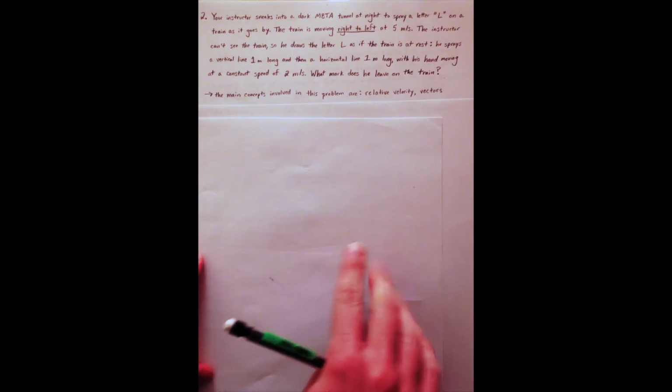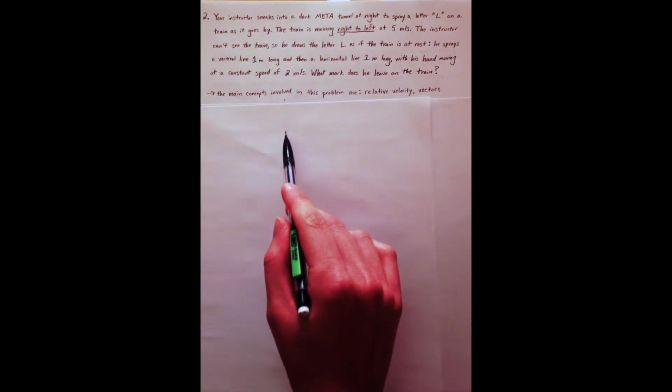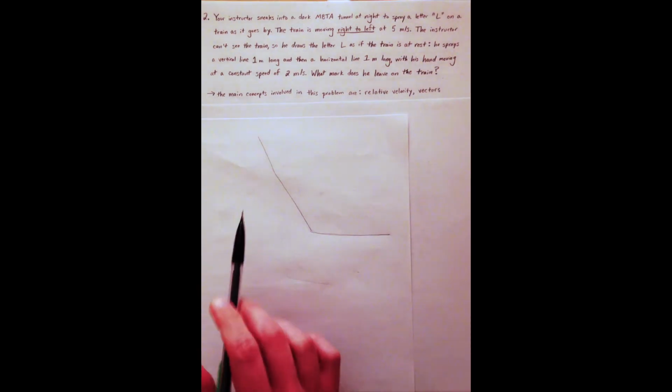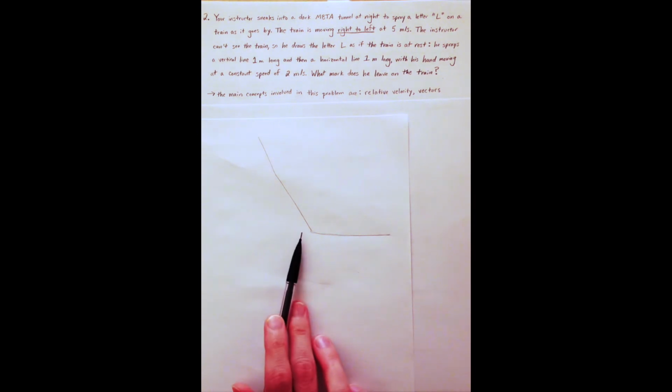The main concepts involved in this problem are relative velocity and vectors. To get an intuition for what the mark on the train will look like, I'm going to move the sheet of paper from right to left while drawing an L. After simulating the scenario, we see that the mark left on the train should be an elongated L shape, like this here.